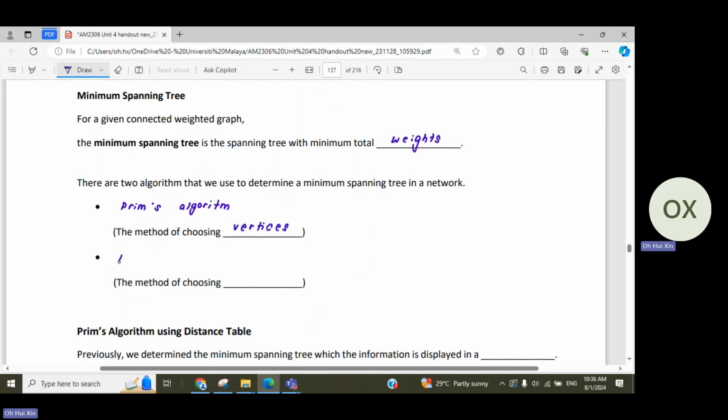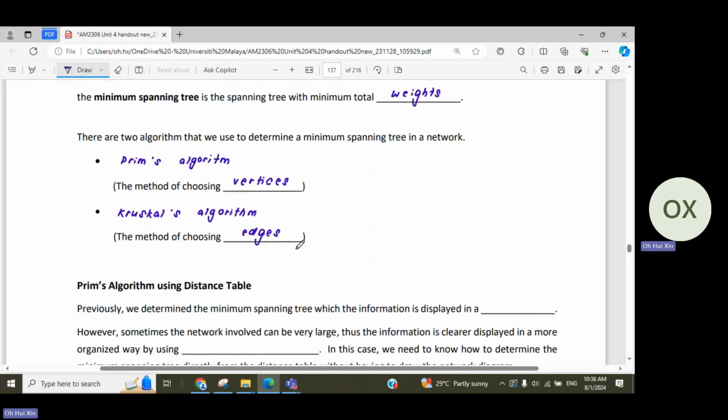The second one is Kruskal's algorithm. What you need to do is look at all the edges of the diagram, then find the shortest edge. Then you continue with the next shortest edge until you get all the vertices connected in your spanning tree, and you must make sure that you don't create any cycle. These are the two algorithms that you should be very familiar with.